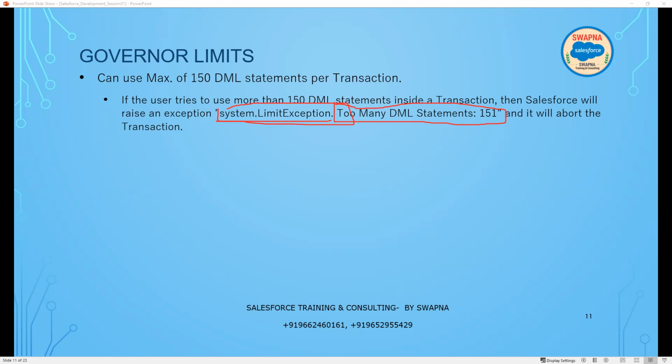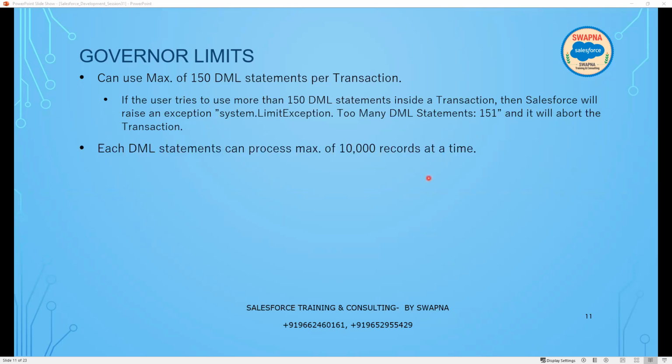Now, what is the solution for this? You need to check your code. Why are there more than 150 DMLs? You need to reduce the DML statements. And each DML statement can process a maximum of 10,000 records. That means if 150 DML statements are there, each can process up to 10,000 records.